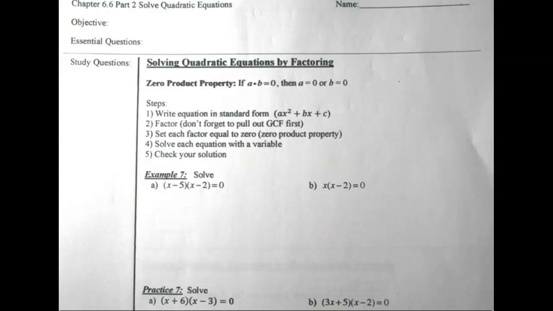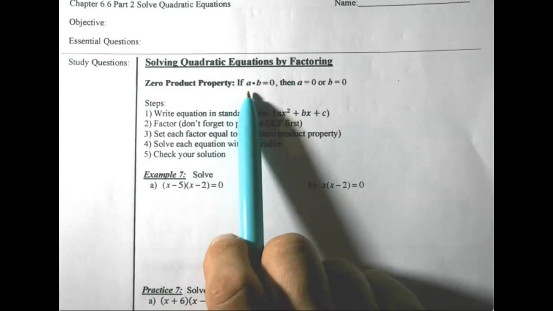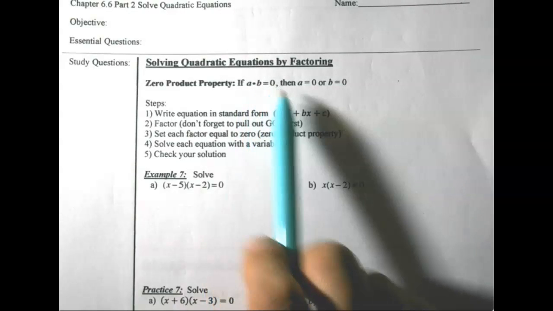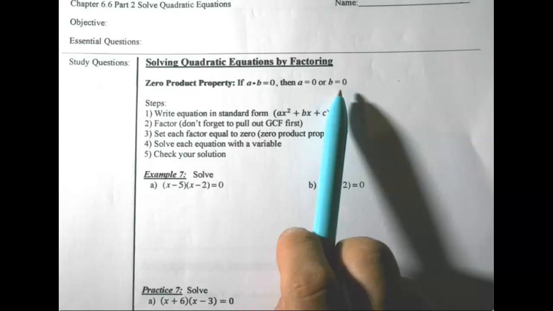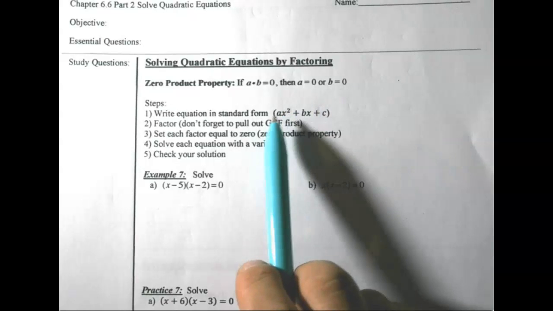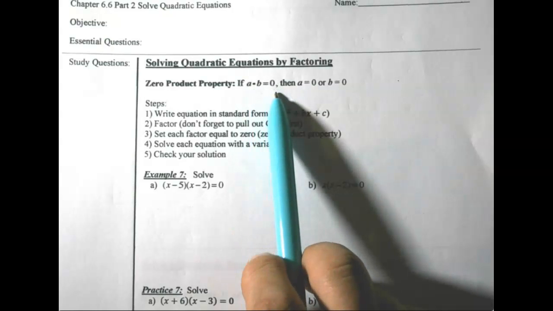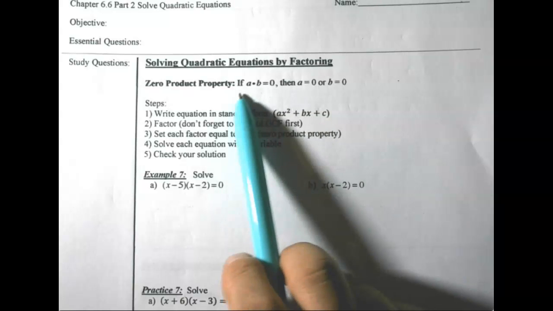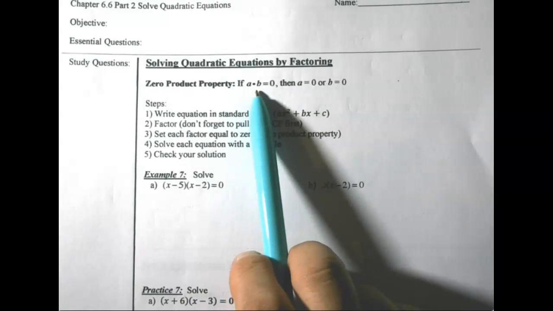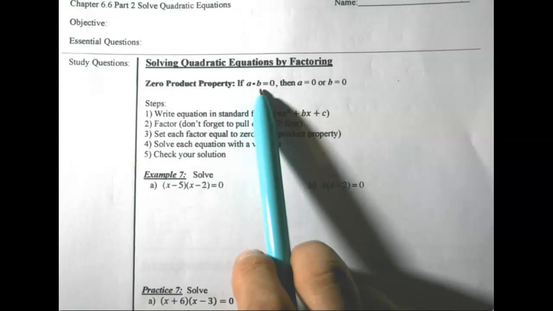Since they're already factored, I just need to do the very last step, which is solving. Remember, when you say the word factor, you're talking about values that are being multiplied. Up at the top here, if a times b equals 0, then a equals 0 or b equals 0. That may sound wordy at first, but think about it. If you multiply two values and the product is 0, then one of those numbers has to be 0. There's no way you could multiply these two values and get 0 unless one of them is 0. So either a is 0 or b is 0.